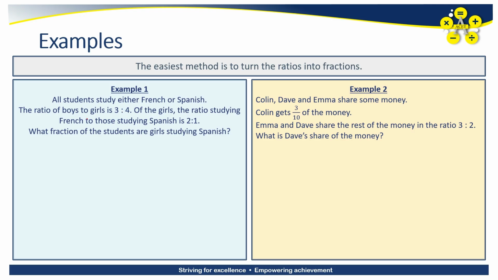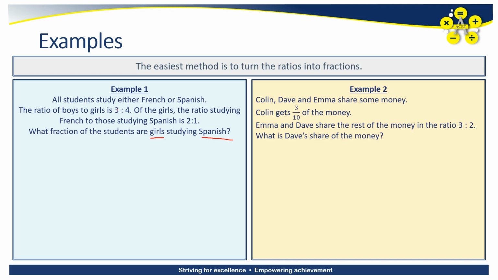So let's look at example 1. We've got all students study either French or Spanish. The ratio of boys to girls is 3 to 4. Of the girls, the ratio of studying French to those studying Spanish is 2 to 1. And we are interested in what fraction of the students are girls and studying Spanish.